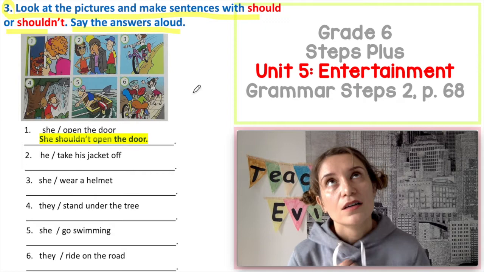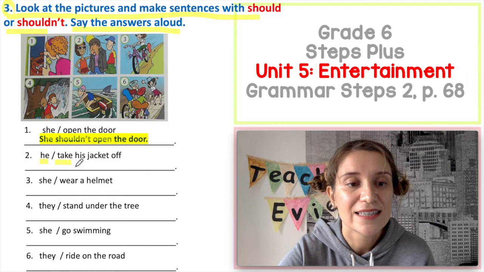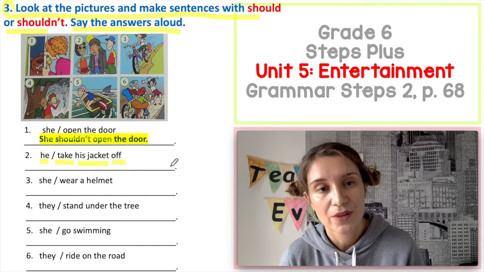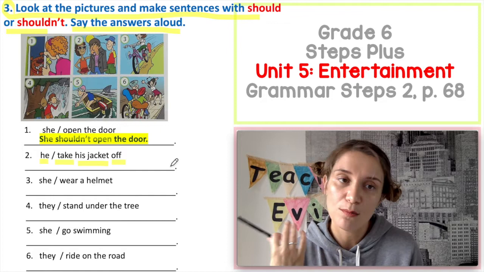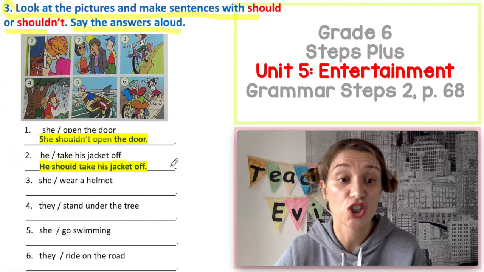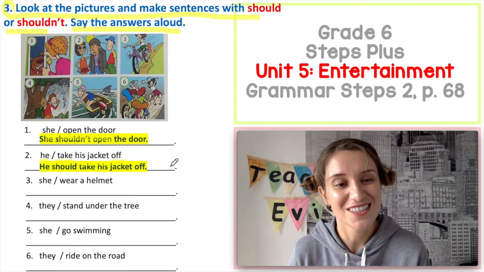So, let's look here. He, on, take off, ściągnąć, take off his jacket. Ściągnąć kurtkę. Czy on powinien ściągnąć kurtkę, czy nie powinien ściągać kurtki? Well, because the weather is very hot, I think he should take his jacket off. He should take his jacket off. On powinien ściągnąć kurtkę.